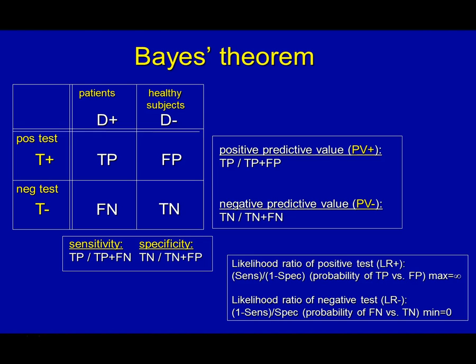The likelihood ratio of a positive test is calculated by dividing the sensitivity by 1 minus the specificity. In other words, true positive divided by false positives. The likelihood ratio of a negative test is 1 minus the sensitivity divided by the specificity. In other words, false negatives divided by true negatives. And we would like to have that at 0.